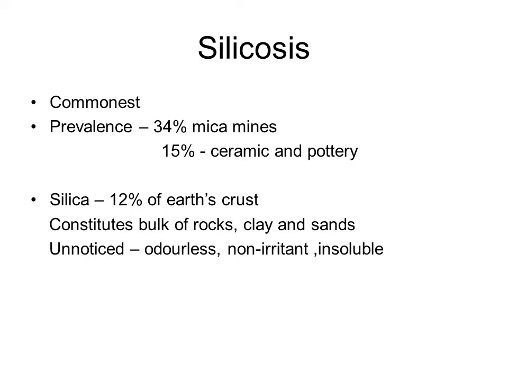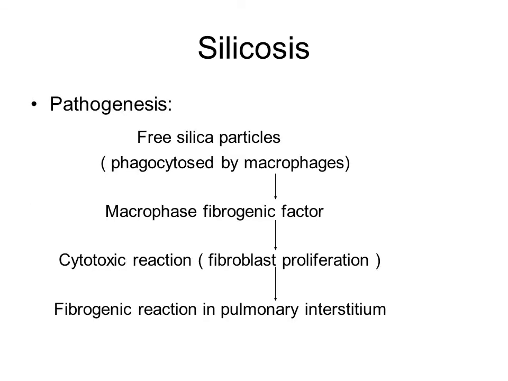Now what are the harms? Let's see. Pathogenesis: free silica particles are phagocytosed by the macrophages. Macrophages release the macrophage fibrogenic factor, which causes a cytotoxic reaction resulting in fibroblast proliferation, which results in a fibrogenic reaction in the pulmonary interstitium.